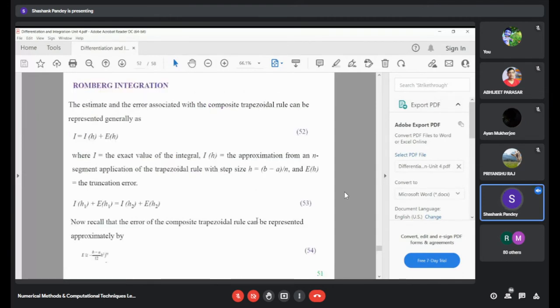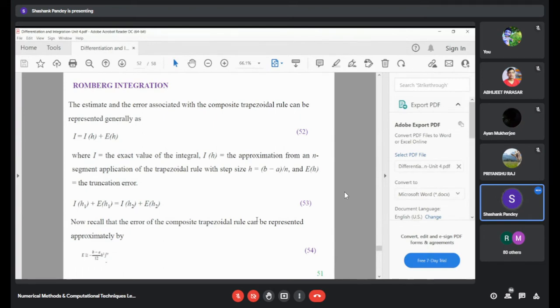So let us proceed towards our next topic, which is the last topic of this fourth unit. And this is Romberg integration. Suppose that we wish to evaluate this integral using the composite trapezoidal rule. So we have some error which is of first order. So we have written this as I is equal to I_h plus error.